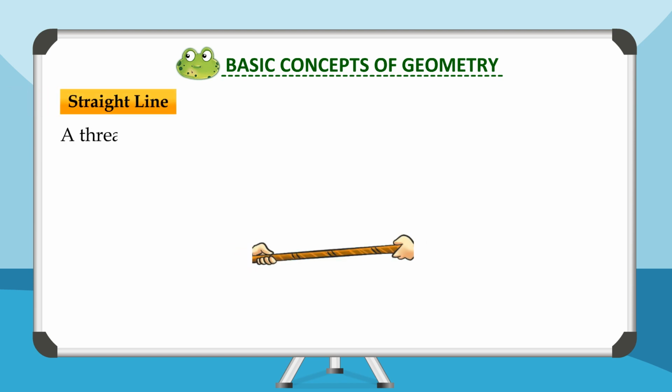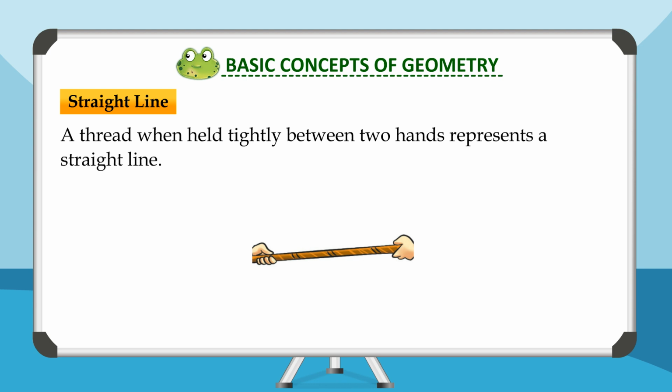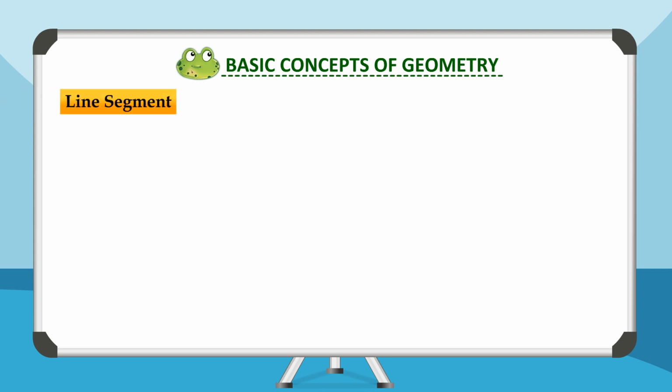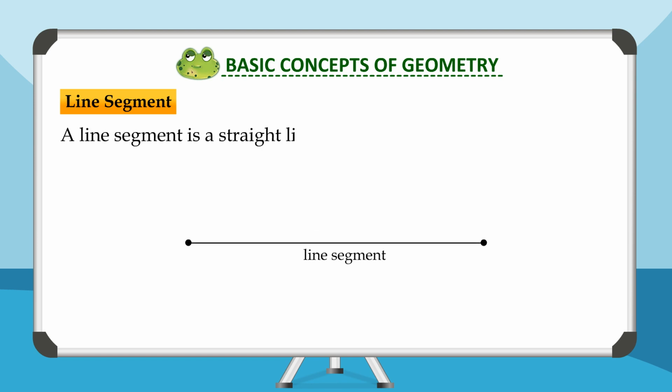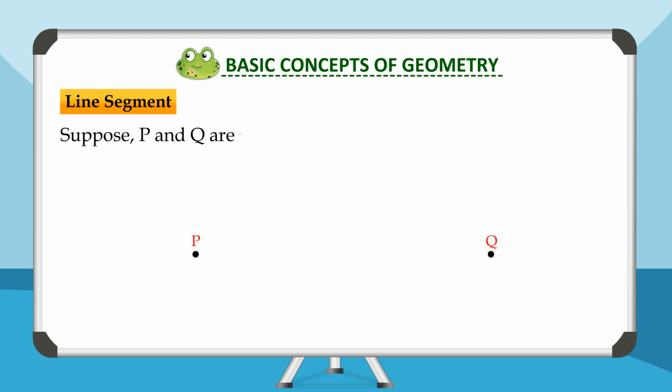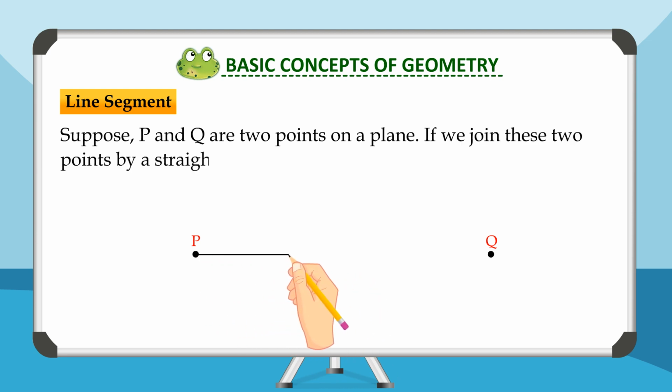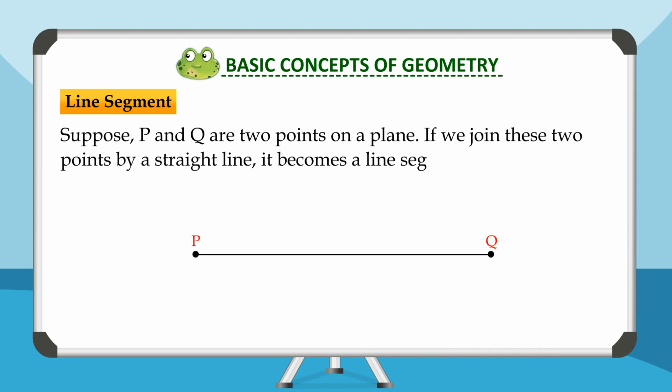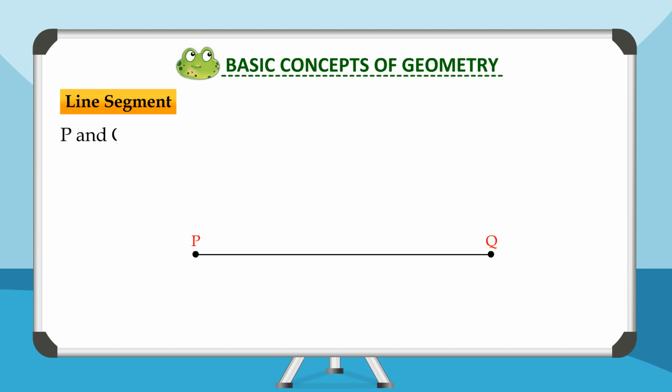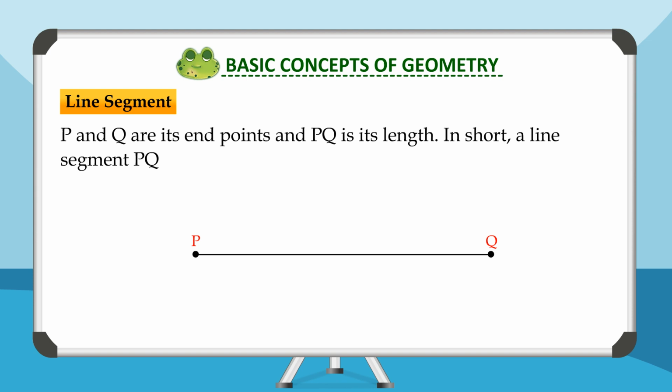Straight line. A thread, when held tightly between two hands, represents a straight line. Line segment. A line segment is a straight line between two definite points. Suppose P and Q are 2 points on a plane. If we join these 2 points by a straight line, it becomes a line segment. P and Q are its end points, and PQ is its length. In short, a line segment PQ is written as PQ.